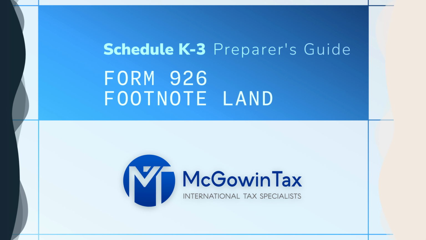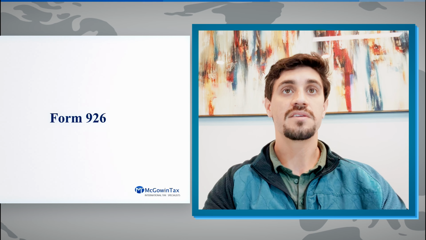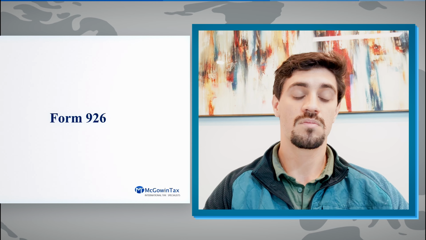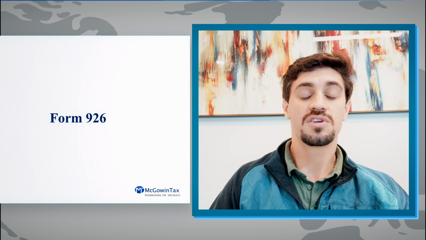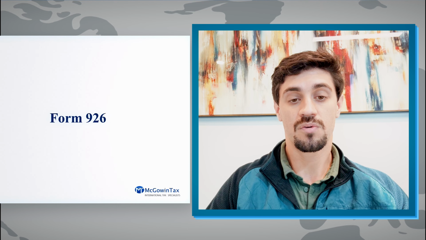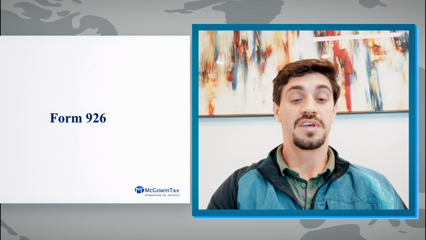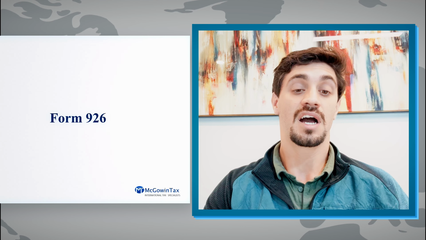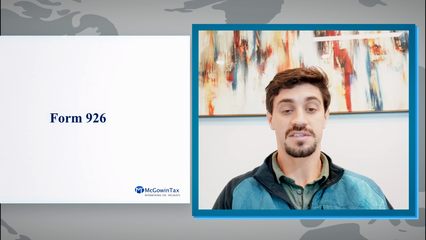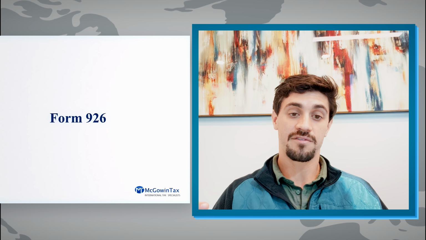So the first one I'm going to talk about is the Form 926. Simply put, it's used when you have a U.S. shareholder that makes a contribution to a foreign corporation. This is one of those forms that's actually not provided in the Schedule K-3 as its specific section, so we're kind of back in footnote land.